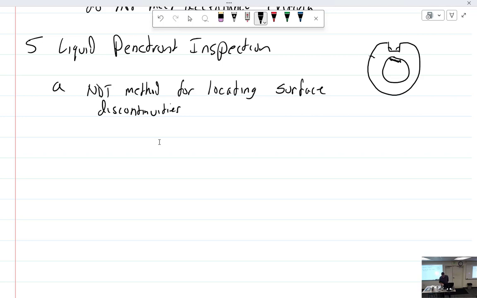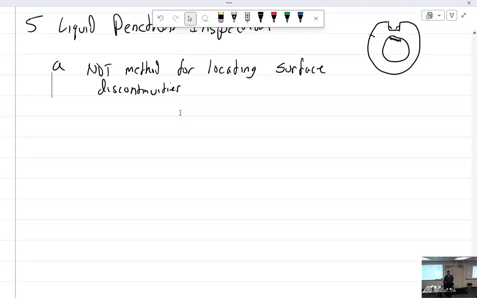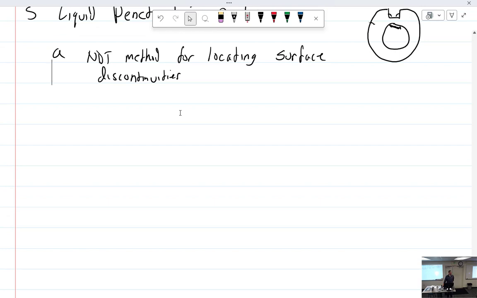I'm just going to write cracks at the same time. In other words, the crack must be on the surface. Open to the surface, not just on the surface, open to the surface. This one was just barely subsurface. It would not work. So, in other words, the crack must be open to the surface.